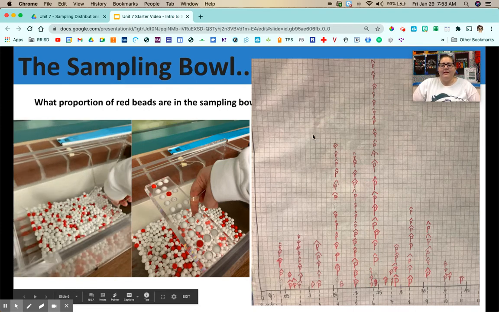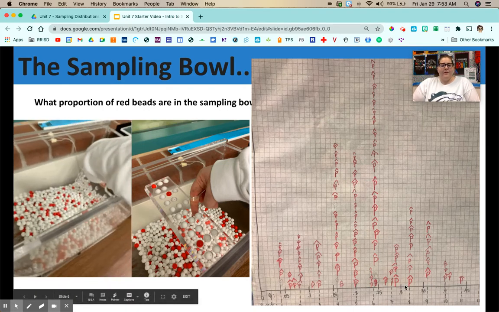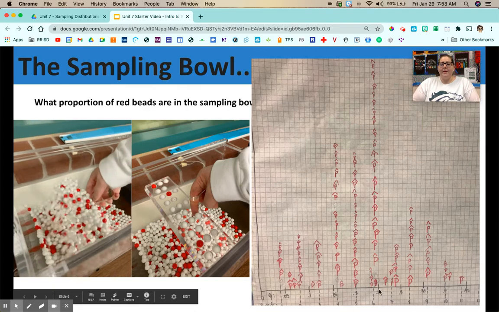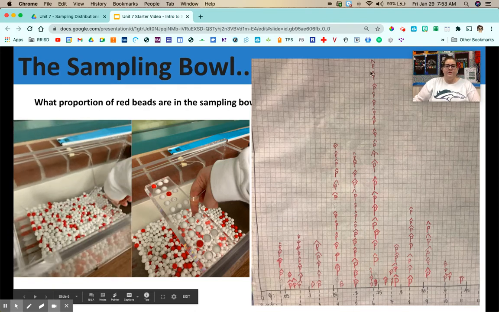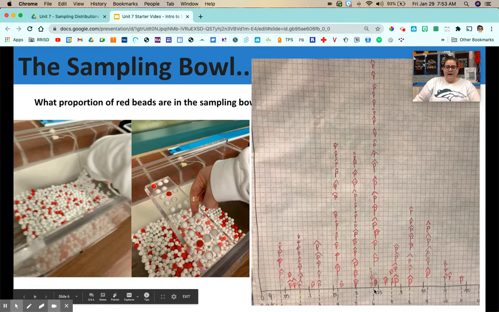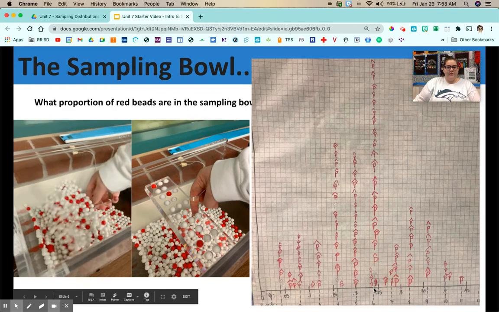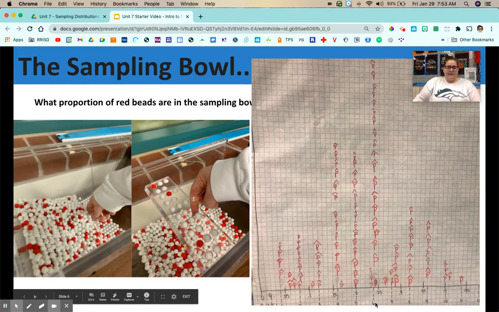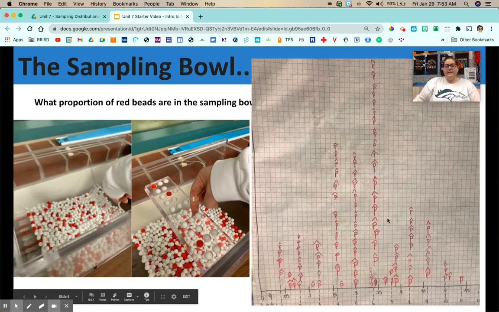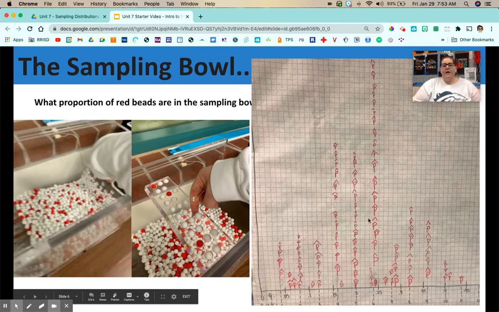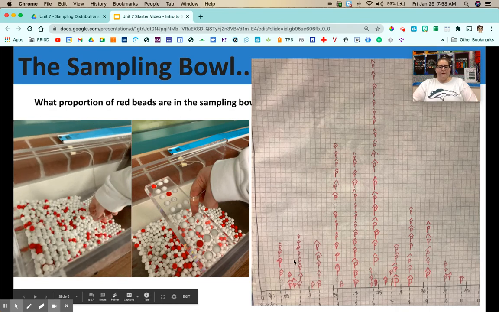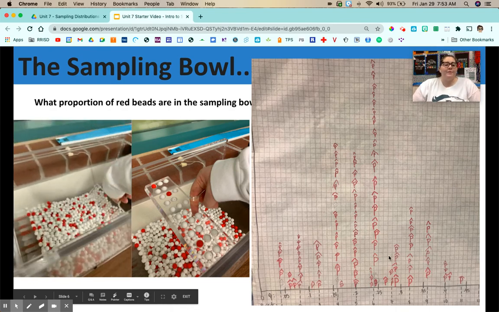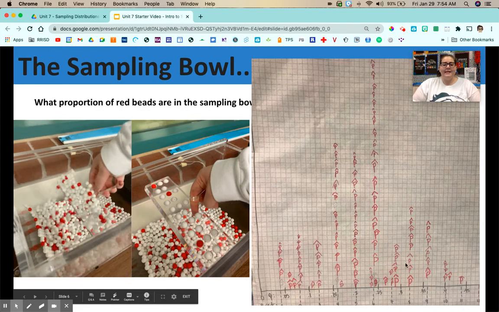But we have this collection of sample statistics from all of my students, and we can see the patterns start to emerge. I can see what sample proportions were the most common. It was right here, just below 0.25, which was about 6 red beads. And then we can see how spread out the values are. We went down as far as just below 0.05 and up to almost 0.45. So that is a sampling distribution.